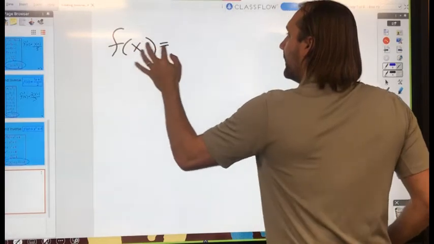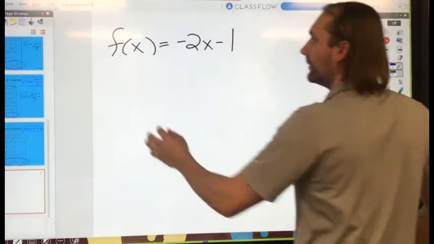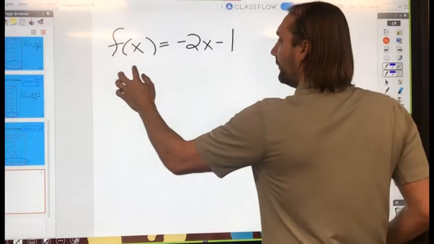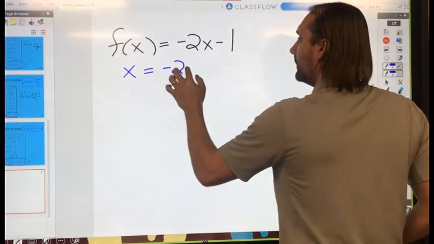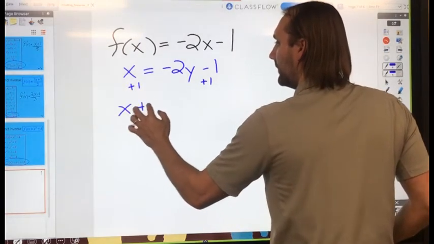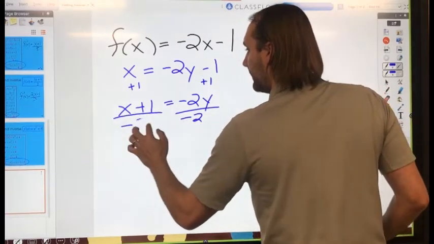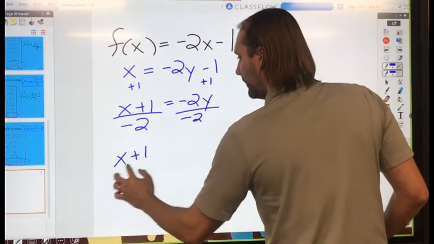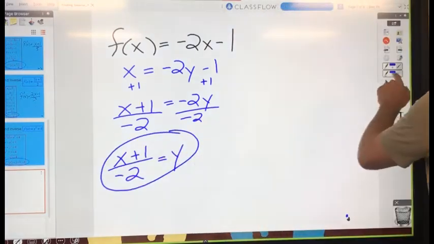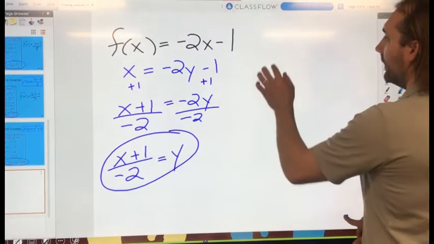So the function, we'll do negative 2x minus 1. And let's see if we can find the inverse. I'm going to solve it the traditional sense first. So I'm going to flip the x and the y and solve for y. So add 1: x plus 1 equals negative 2y. Then divide by negative 2, divide by negative 2. X plus 1 over negative 2 equals y. That's my inverse.